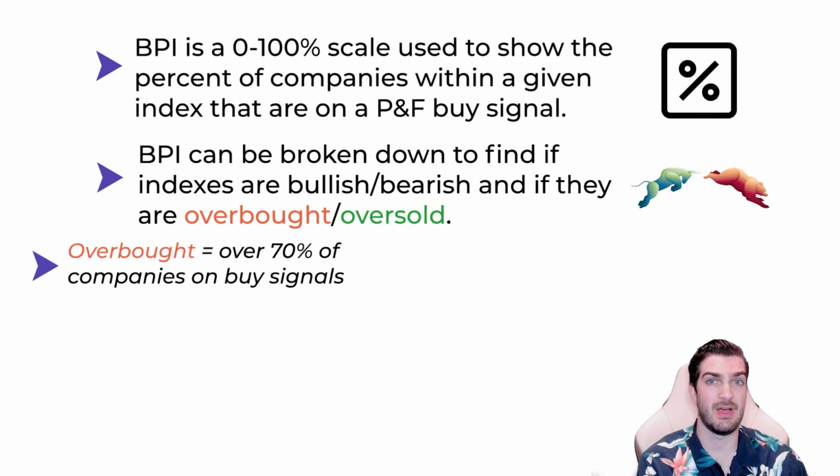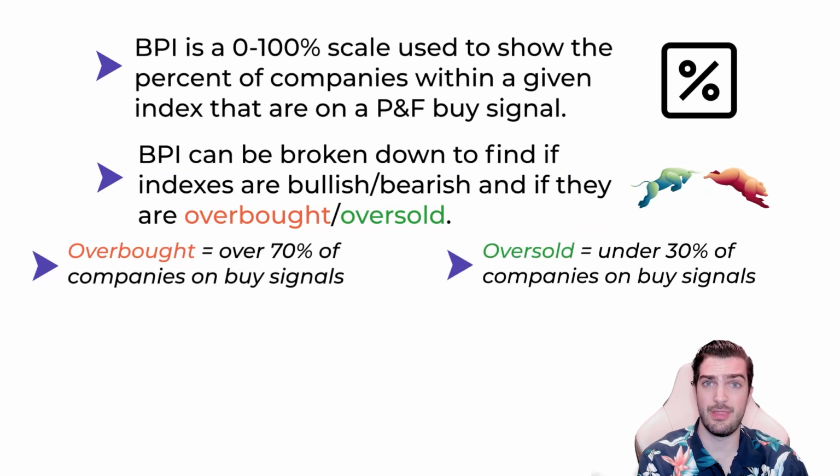Overbought is BPIs above 70%, implying that the majority of companies are currently on buy signals, and there's an increased risk if that group or that index reverses. Equally, we have the area between 0 and 30%, which is going to be the oversold territory, where the majority of companies are currently on sell signals, and if a reversal occurs, there is lots of room and areas of opportunity for companies to improve and go on buy signals.